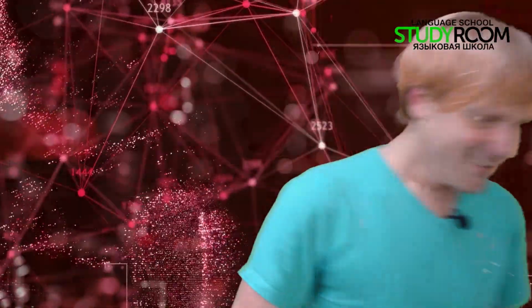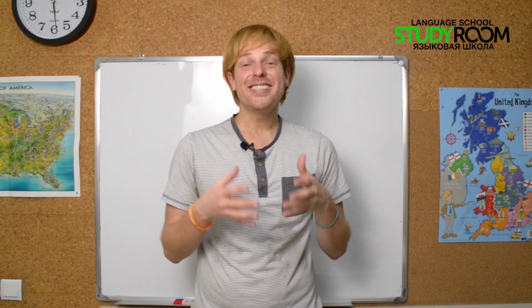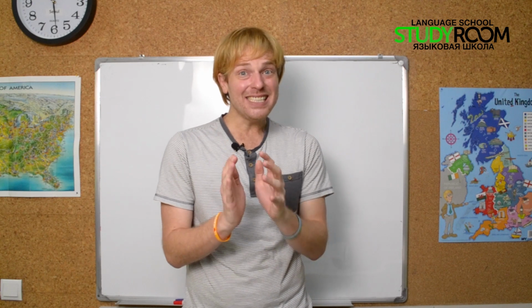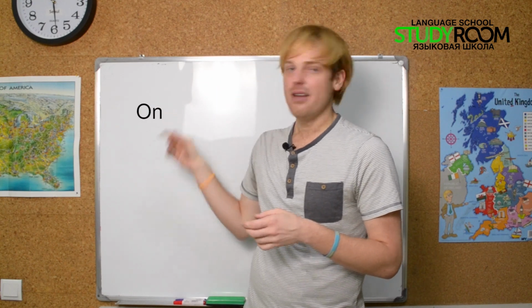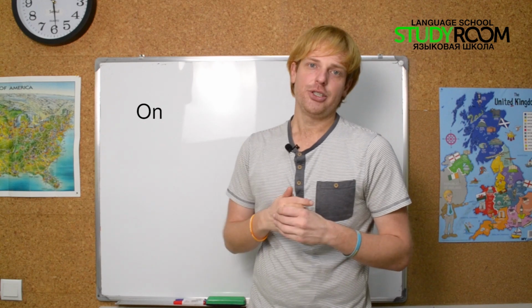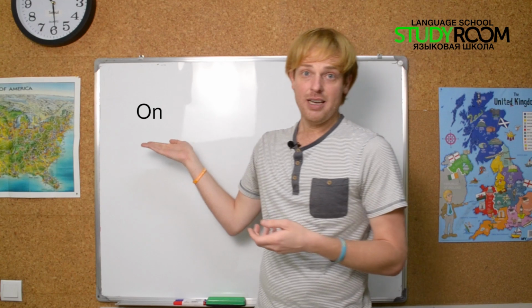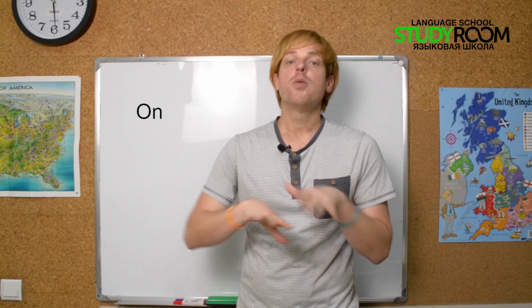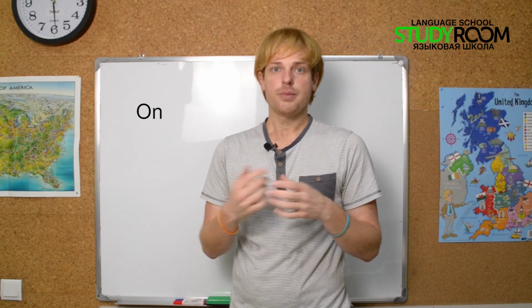All right, welcome back to the vocabulary section. Now, I wanted to start with a very easy word. It's two letters. It's on, O-N, on. That's the preposition. Preposition: in, on, at, under. On is the preposition for all the computer words, okay?